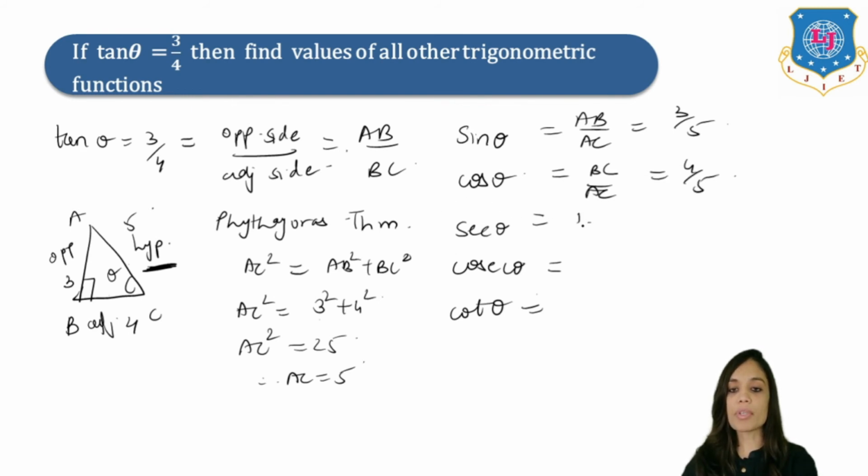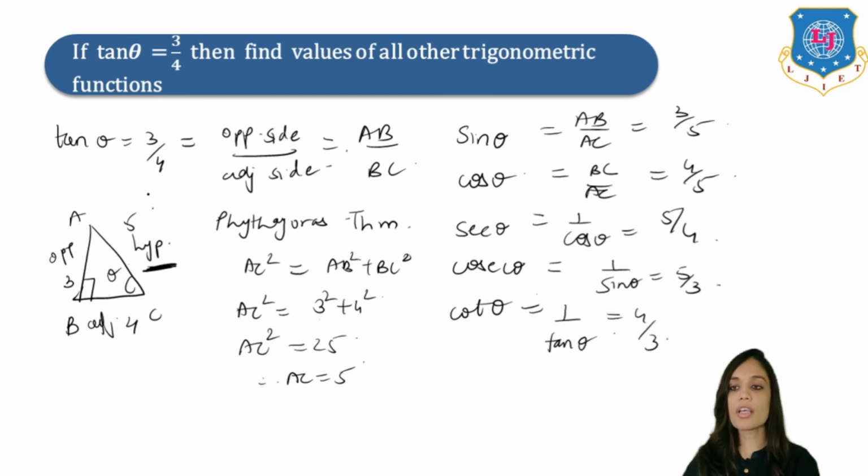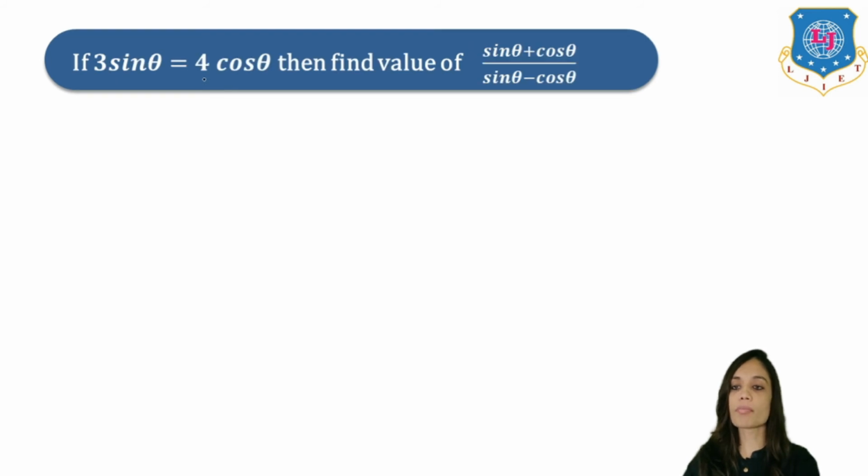Now sec theta means 1 upon cos theta, so the answer will be 5 upon 4. Cosec theta means 1 upon sine theta, so the answer will be 5 upon 3. And lastly, cot theta is what? 1 upon tan theta. So the answer will be what? 4 by 3. Fine. Now let us go to the next example.